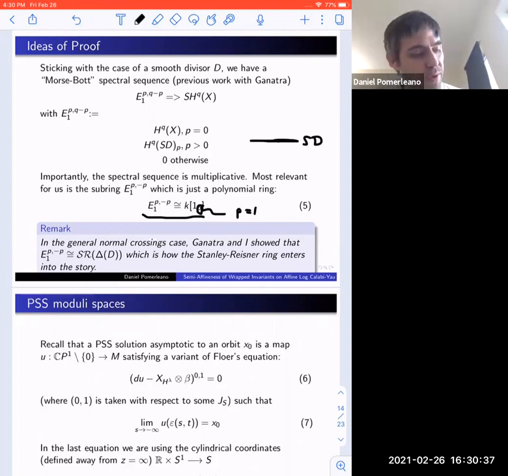So the main idea of the proof of the theorem, at least the first part, is to show that this spectral sequence degenerates in degree 0. Whenever you have a multiplicative spectral sequence which degenerates, the ring structure on the first page is always the associated graded of the actual ring structure you're considering. So that's why the ring structure on the symplectic cohomology is a deformation.